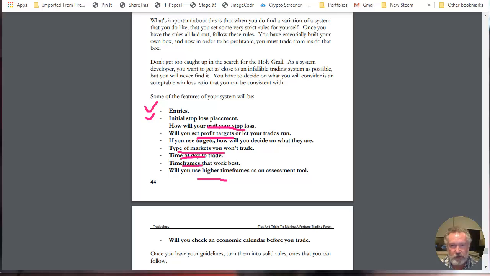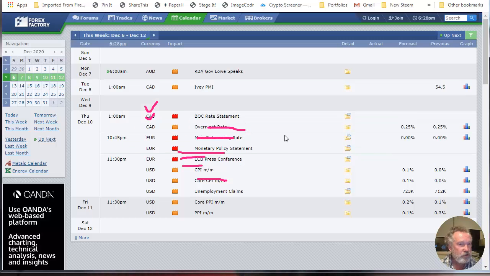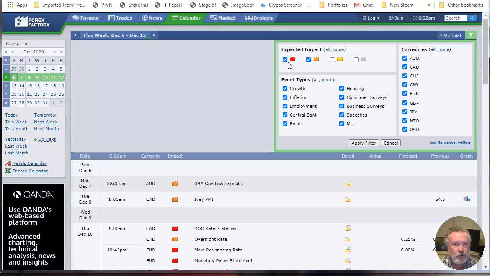And will I check an economic calendar before I trade? Absolutely yes. The best way to do that is a site called Forex Factory. It has a calendar in it. This is the calendar for next week. Let's clear all of this so you can see the 7th of December on Monday. I've used this filter button over here, and I just picked the orange ones and the red ones.